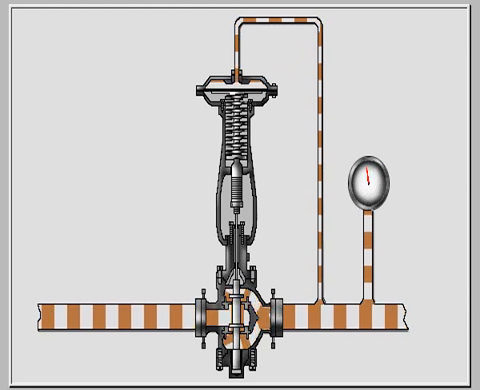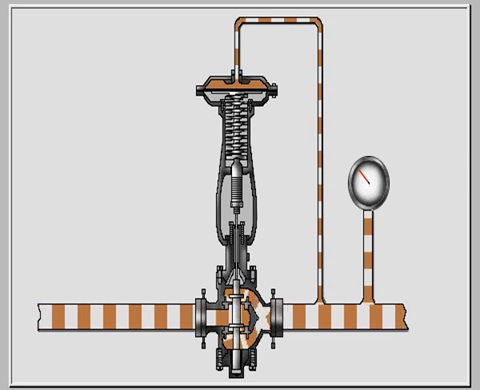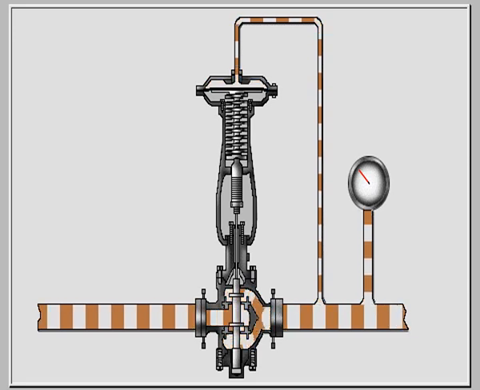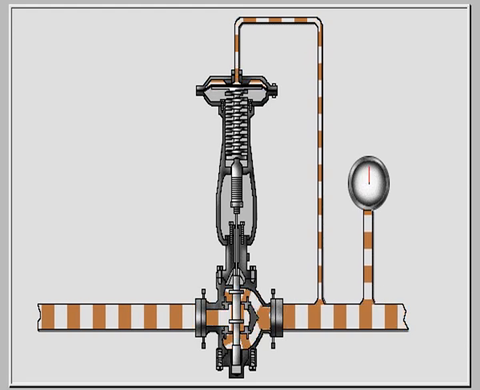If lube oil pressure in the bearing header should decrease, the diaphragm will be forced upward by the actuator spring, raising the valve plug until the bearing header pressure is restored to 26 psi.